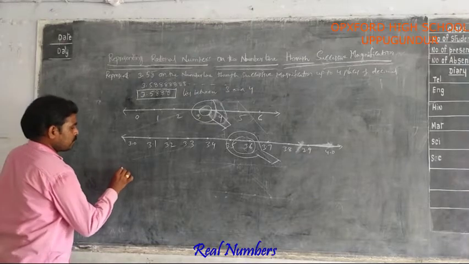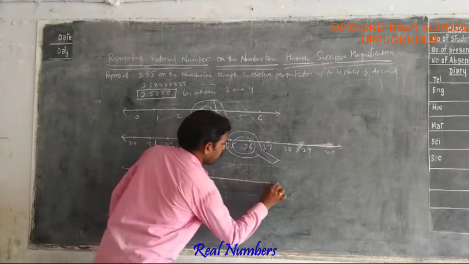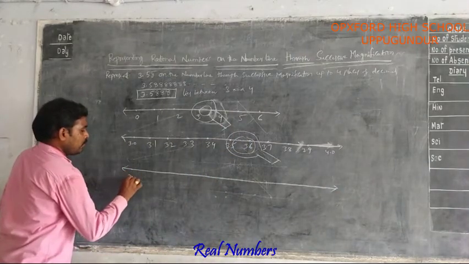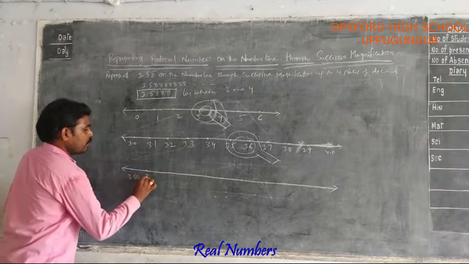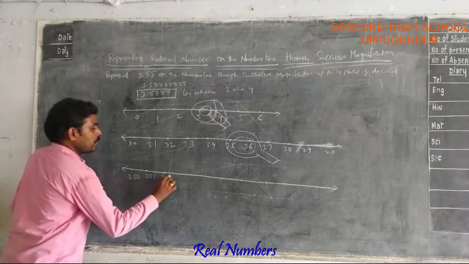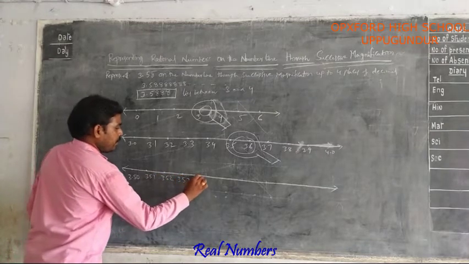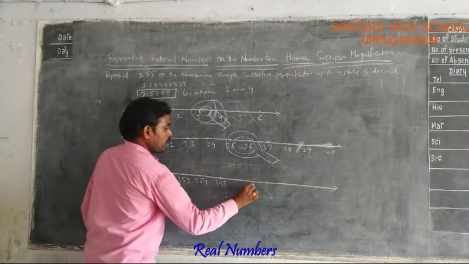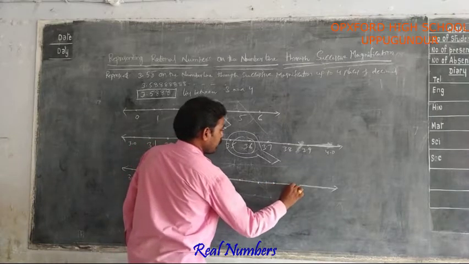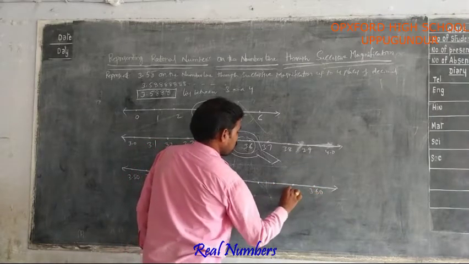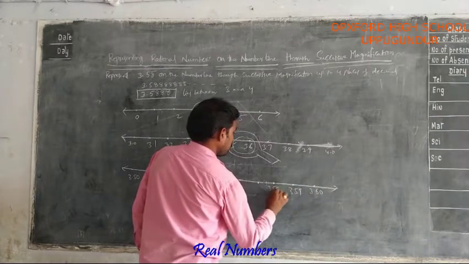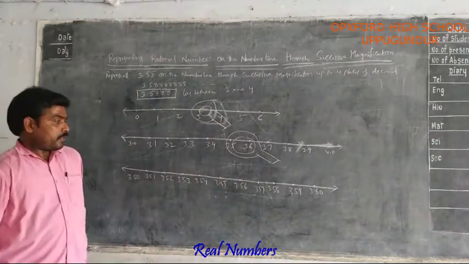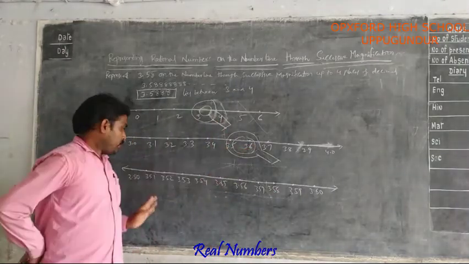Again we have to represent. We have to divide 3.5 and 3.6 into 10 equal parts. So 3.5 becomes 3.50, 3.51, 3.52, 3.53, 3.54, 3.55, 3.56, 3.57, 3.58, 3.59, 3.60. Now we are dividing the interval between 3.5 and 3.6 into 10 equal parts.